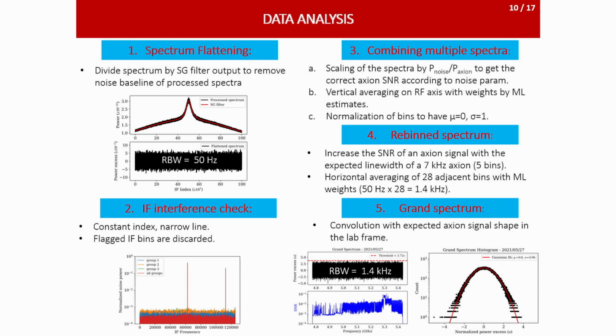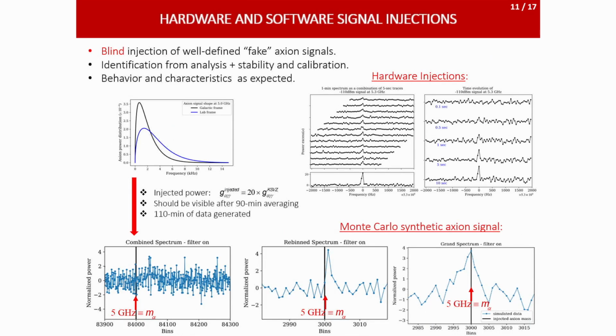Then we take this combined spectrum and we aim to increase the SNR of an axion signal based on the expected dark matter axion line width of 5 to 7 kilohertz, which is deposited here in 5 bins. We have to average the various spectra in 28 adjacent bins. So the resolution bandwidth of the binned spectrum becomes 1.4 kilohertz from the 50 hertz that was before. And finally, the last step was basically to create the grand spectrum by convolving with the expected Maxwellian axion line shape.